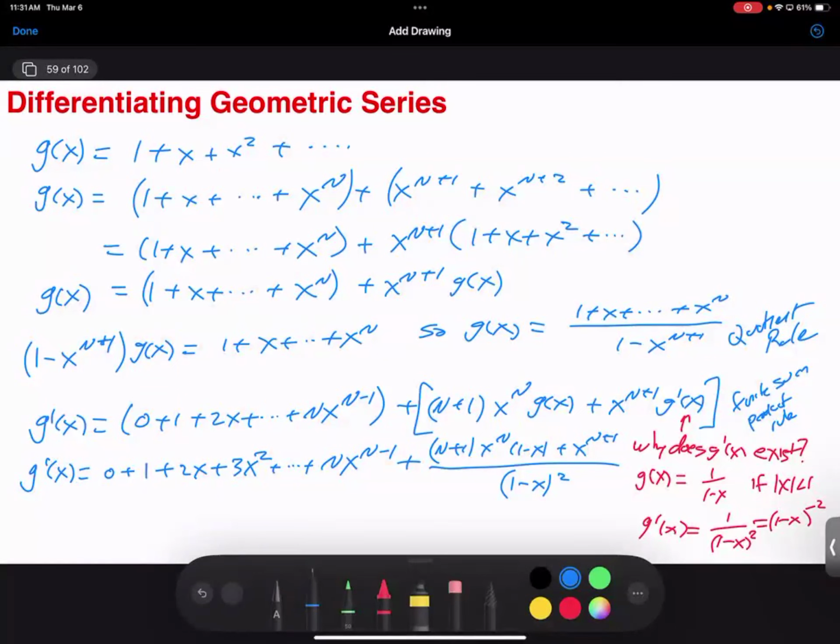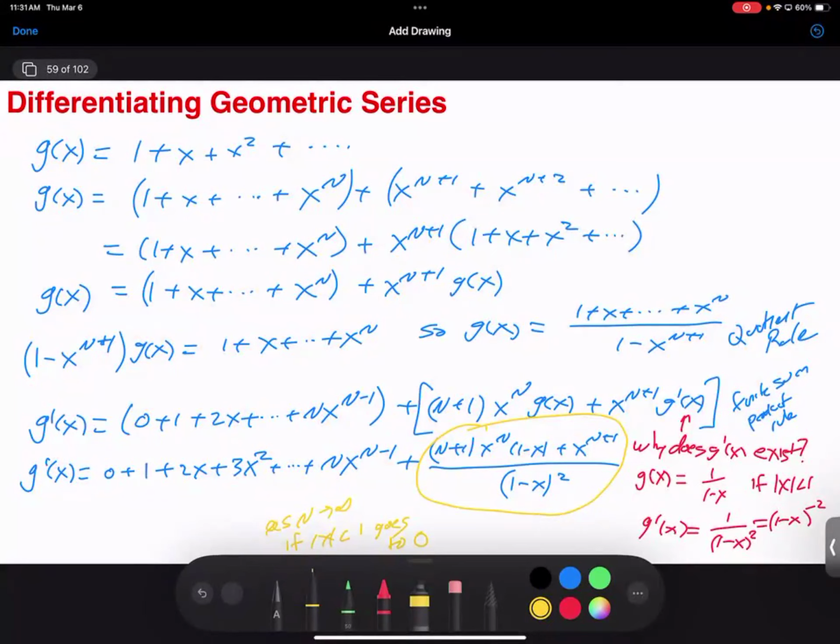If I take the limit as n goes to infinity, what happens to this piece as n goes to infinity? If the absolute value of x is less than 1, what happens to this piece? Goes to 0. Why does it go to 0? Well, the x to the n plus 1 is no problem. The n plus 1 times x to the n is a little bit of a problem, but x to the n is going to go to 0 a lot faster than n is going to go to infinity.